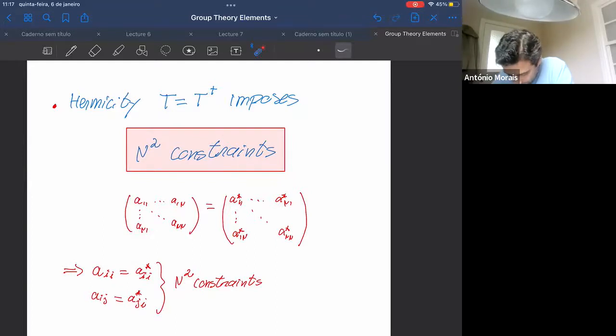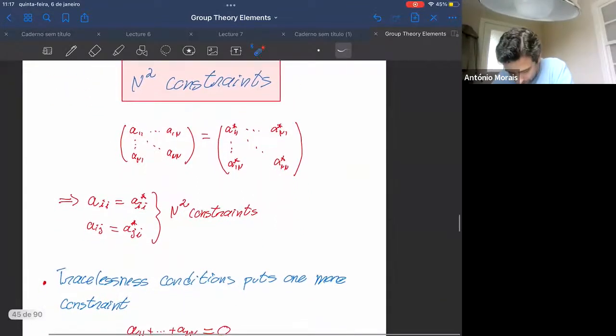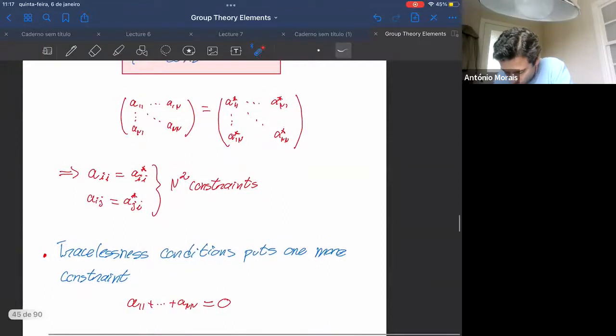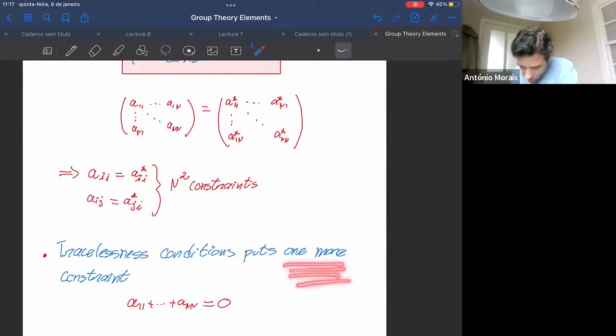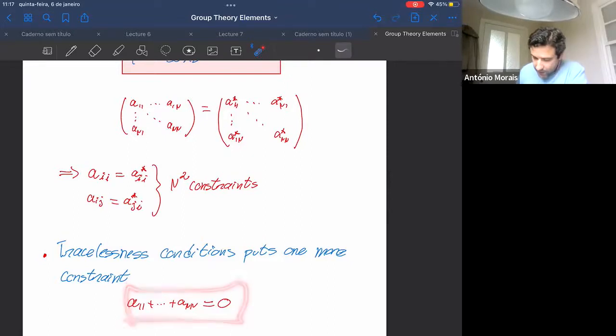And we have another condition, the tracelessness condition, that puts one more constraint. You take the diagonal elements, sum all of them, and this is 0. So you can eliminate one of them with this condition.